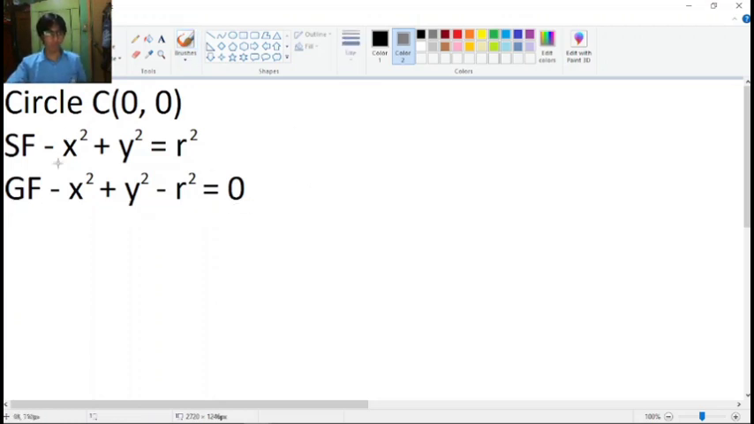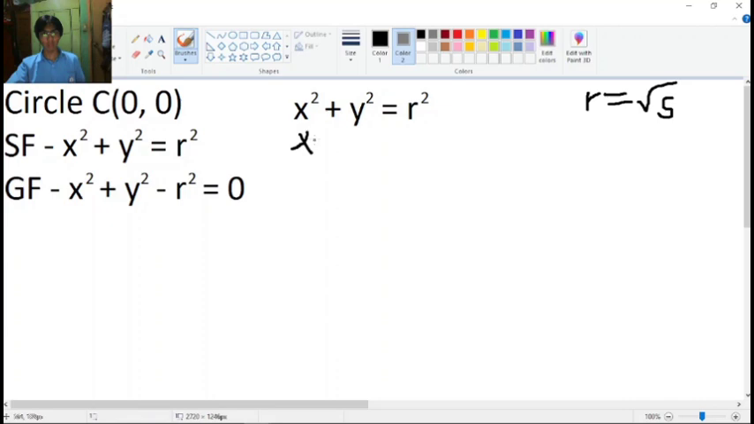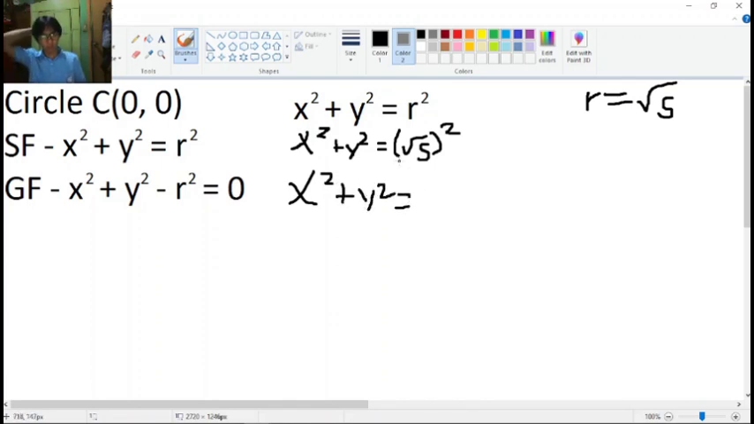Okay, so let's try to do some solving. Let's say our radius is equal to the square root of 5. What we do here is we just bring down x squared plus y squared, and then we substitute r. It becomes the square root of 5, then copy the squared. Then x squared plus y squared is equal to the square root of 5 squared. To make it faster, simply remove the radical sign, and that will leave us with 5. There it is, that's our final answer.